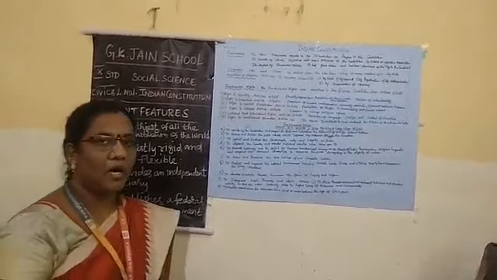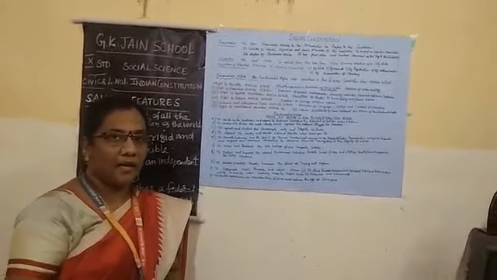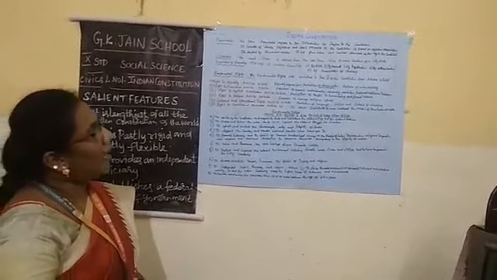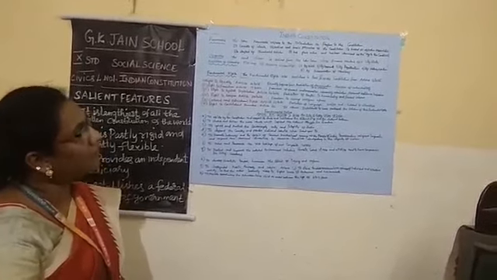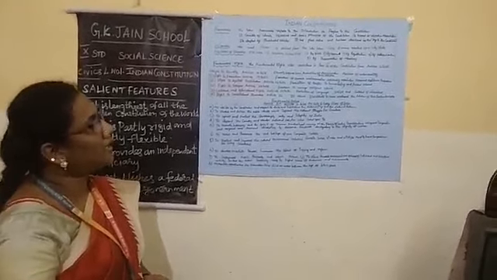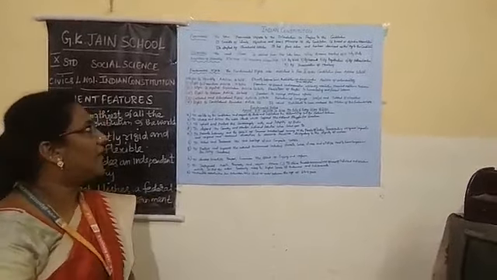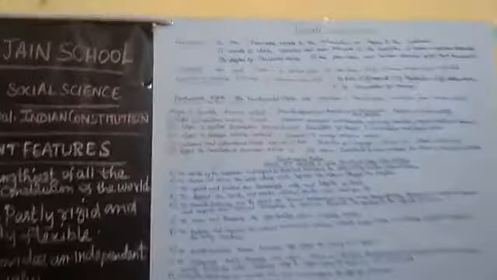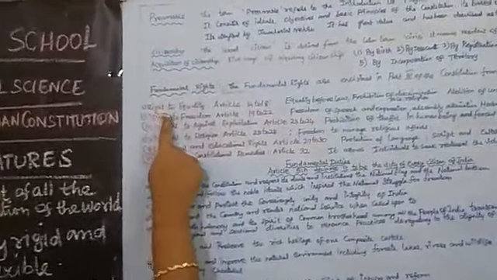Then we will move on to the fundamental rights. Fundamental rights are enshrined in Part 3 of the Constitution, from Articles 12 to 35. There are 6 fundamental rights. We learn them one by one.